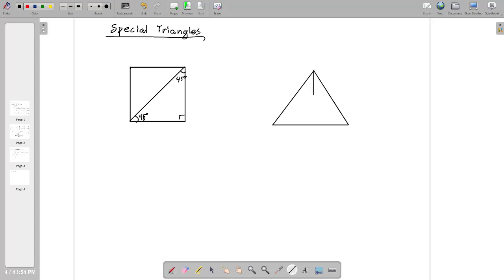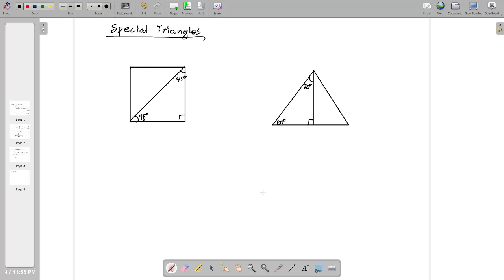For an equilateral triangle, if we draw a line straight down, we would have a 60-degree angle. This entire angle is 60 degrees, which means because we split it in half, we get a 30-degree angle here, and then a 90-degree angle here.